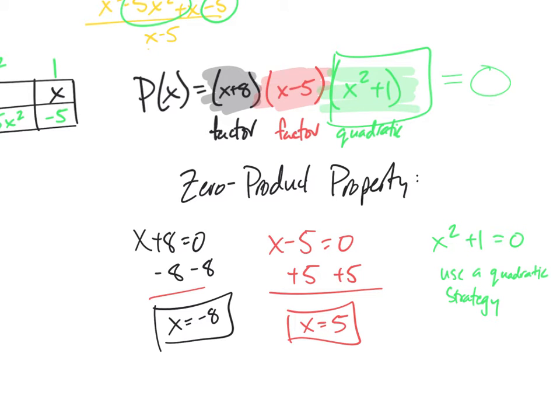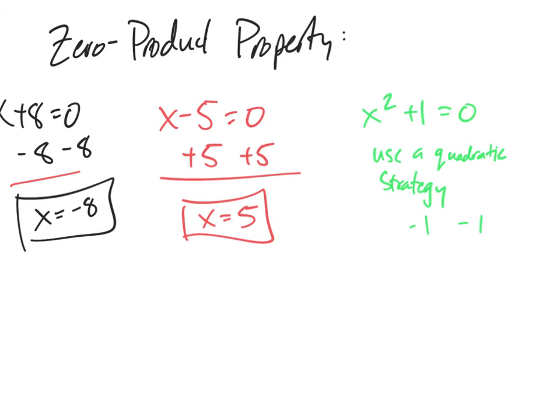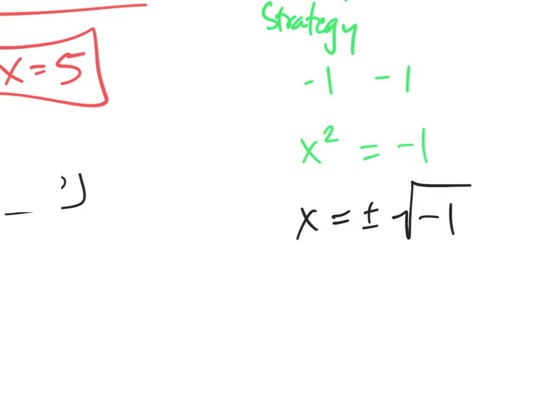Since this is in standard form with b equal to 0, I can just get x by itself. So I'm going to subtract 1 from both sides, and I get x squared equals negative 1. Now I'm going to say x equals plus or minus the square root of negative 1. What you should be thinking to yourself is i. So x equals plus or minus i, because i is the square root of negative 1.